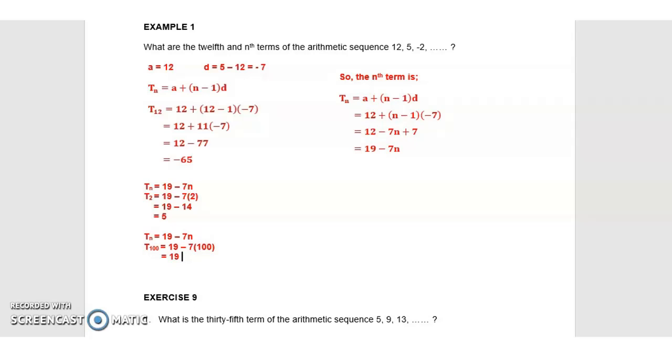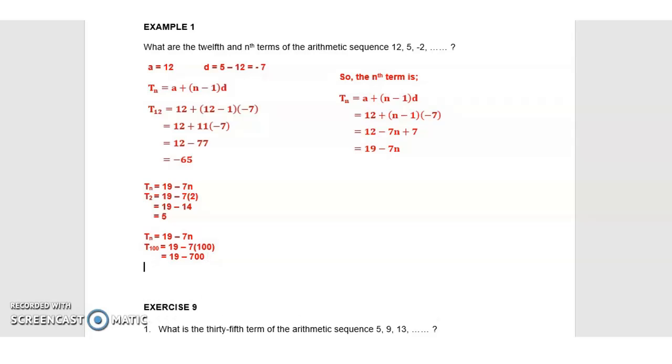7 times 100 is 700. So 19 minus 700 is negative 681. Okay, so the 100th number in this sequence is negative 681. So that is what is meant by the nth term for this sequence.